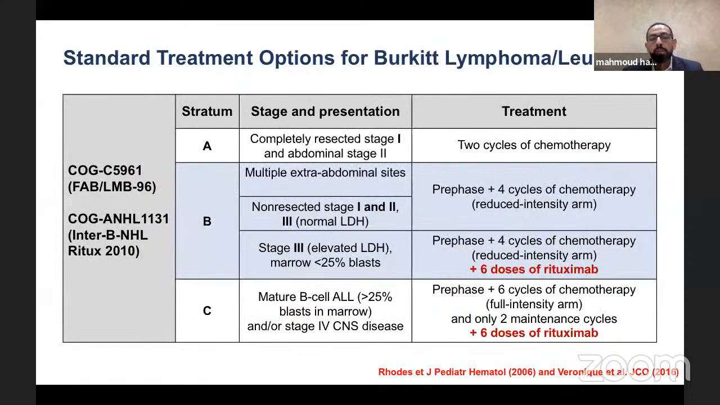The treatment options are considered according to the risk stratification and the stratum of the disease, where low-risk group A receive 2 cycles of chemotherapy, as well as group B receive pre-phase chemotherapy, then followed by 4 cycles of chemotherapy, and those who have advanced features like stage 3 with elevated LDH receive 4 cycles of chemotherapy associated with 6 doses of rituximab. Advanced stage C receive pre-phase and 6 cycles of chemotherapy, as well as maintenance courses, associated with 6 doses of rituximab.